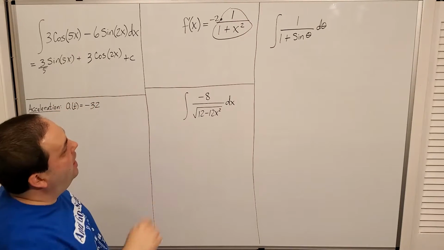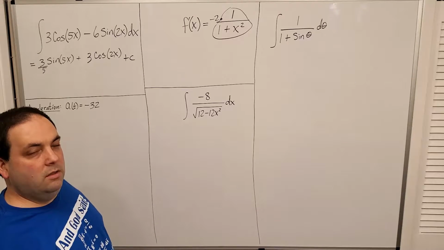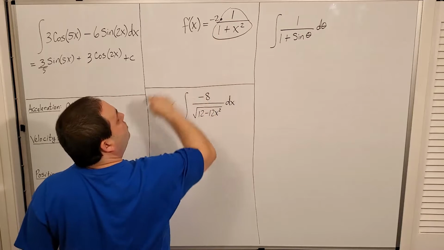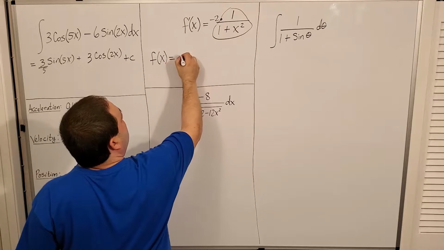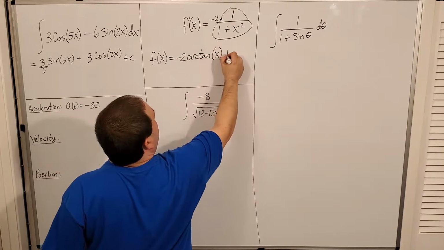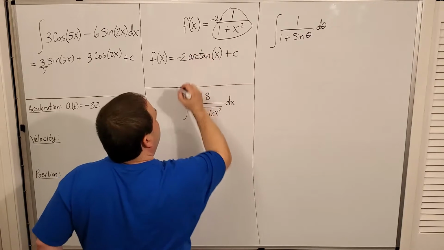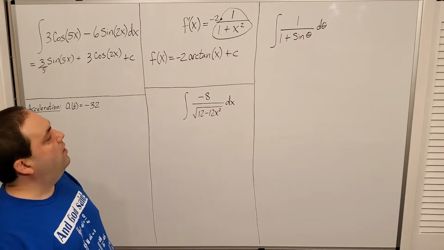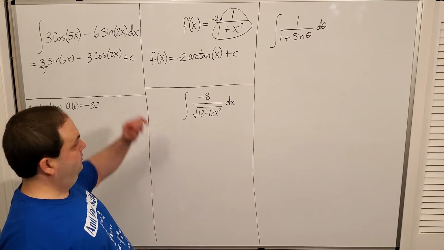If it's negative 2 times that, the antiderivative of 1 over 1 plus x squared was arctangent, right? And then I just have a negative 2 multiplied with it. So my original function f of x is just going to be negative 2 arctangent of x plus c. Remember, you can write tan inverse, tan with a negative 1, or you can write arctangent. They are synonymous for the mathematics that we are doing.